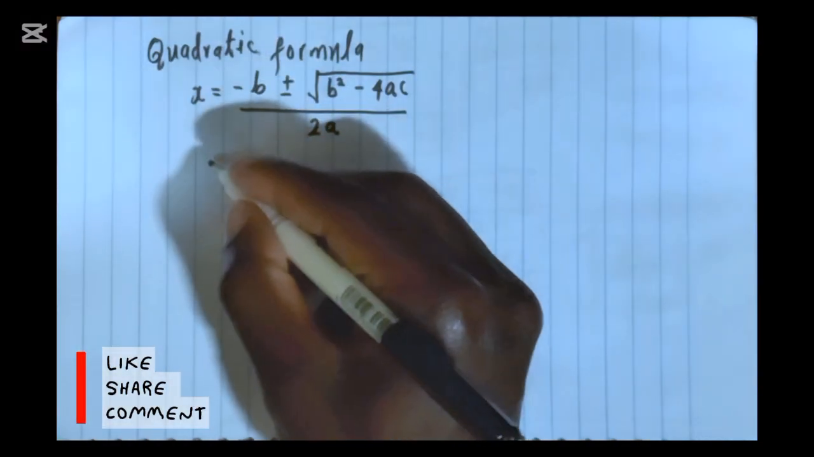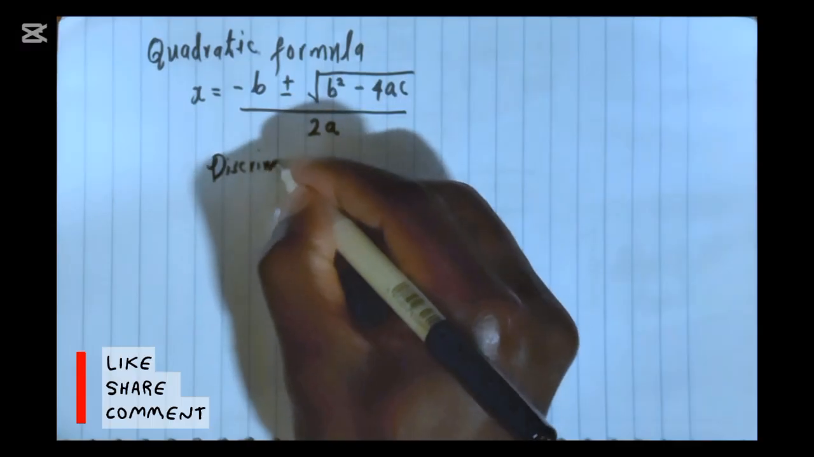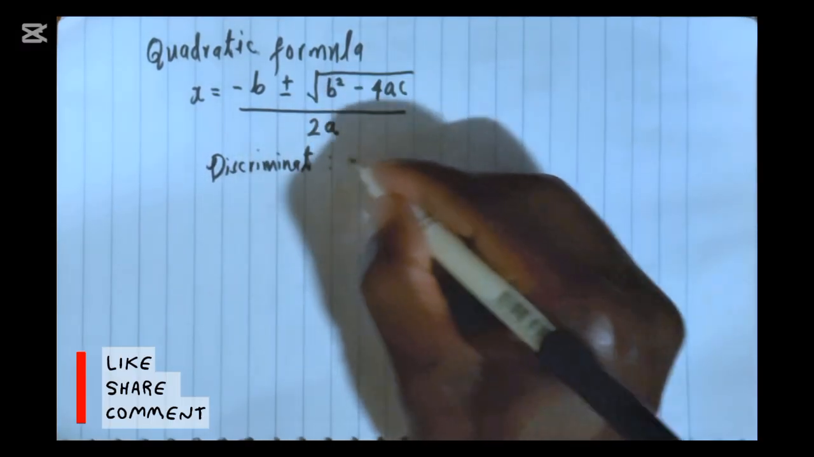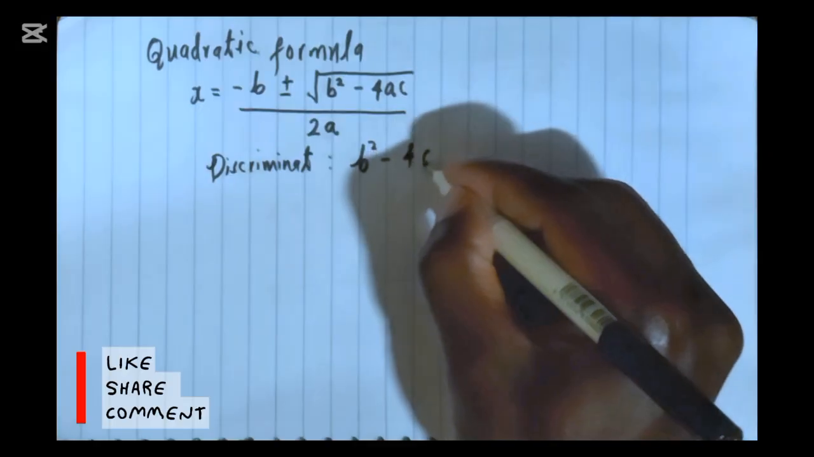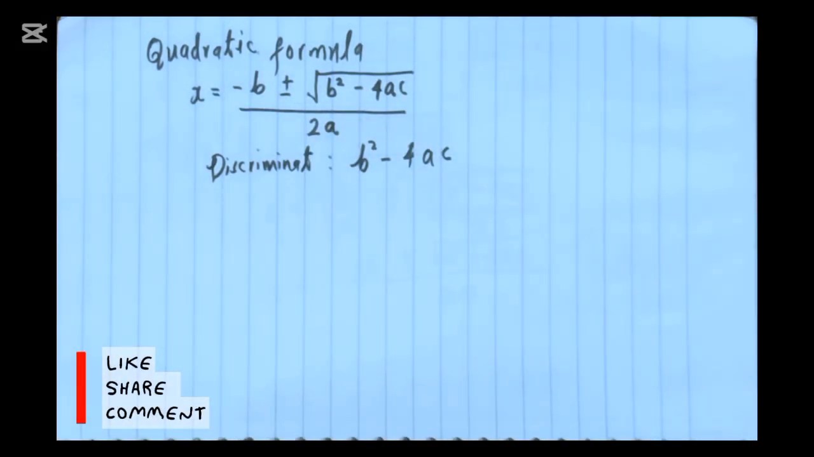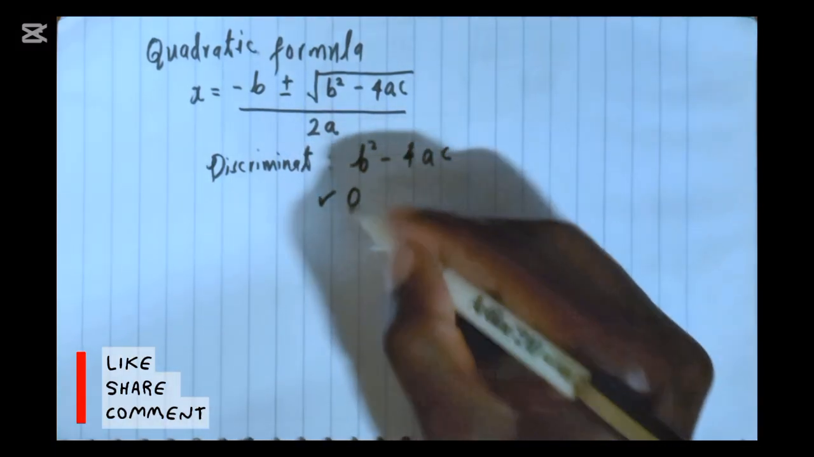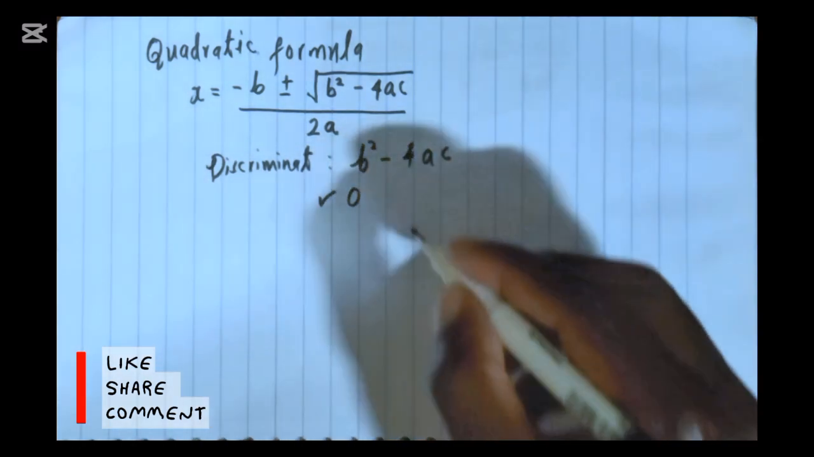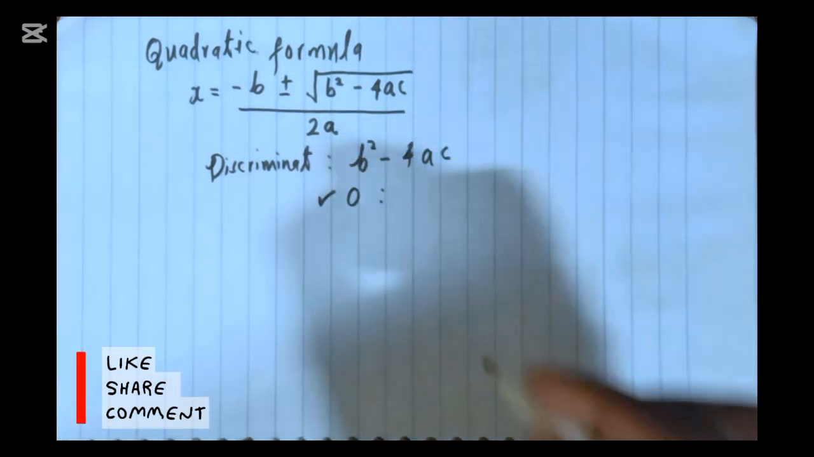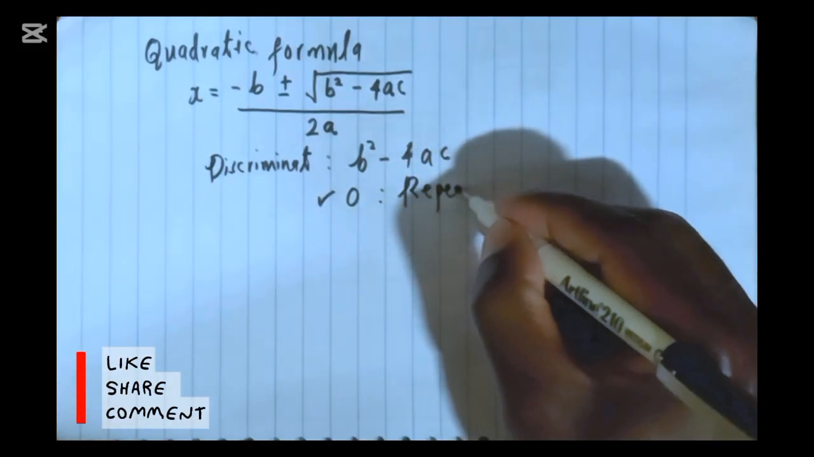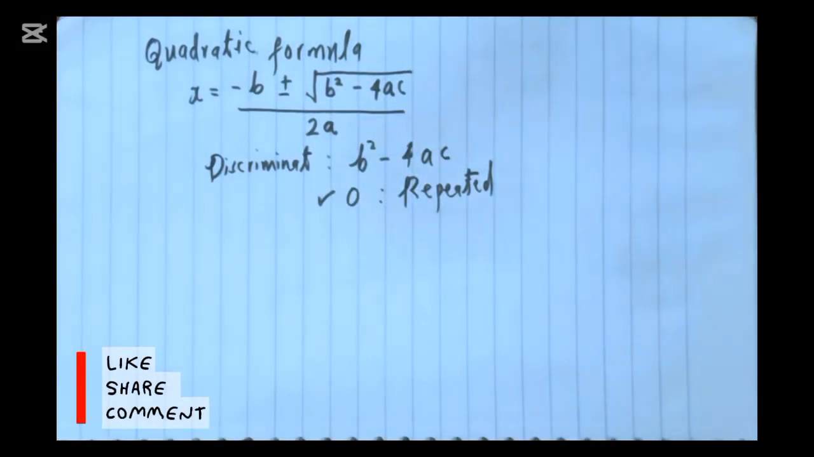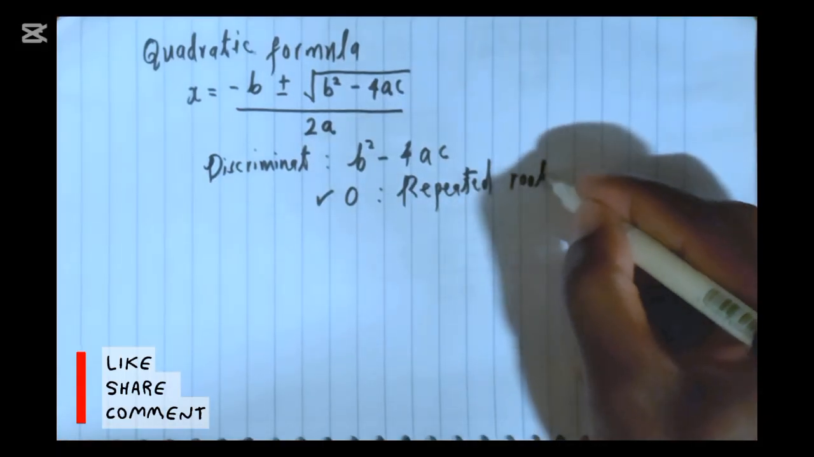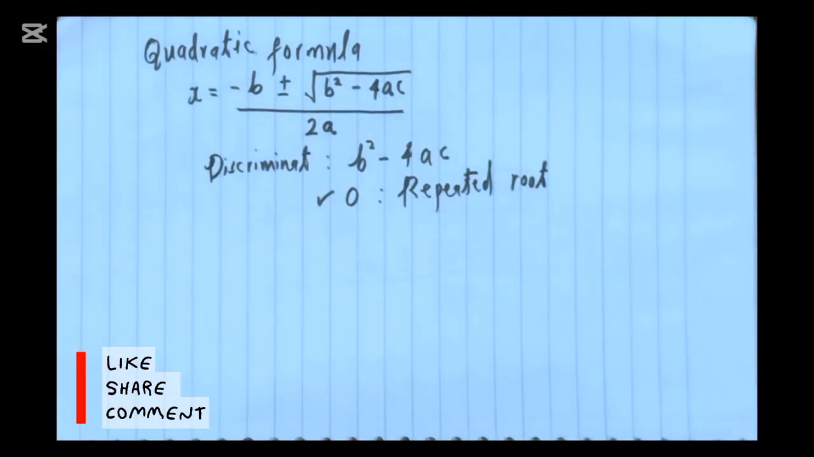In this particular case, the discriminant is described as b squared minus 4ac. So whenever you take the value of b squared minus 4ac and you find 0, what that means is that you have repeated roots. Basically that means that the values of x1 and x2 will be equal and the same.